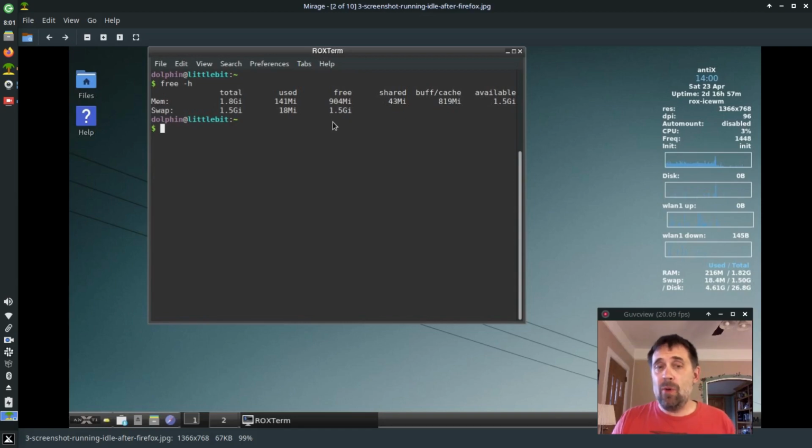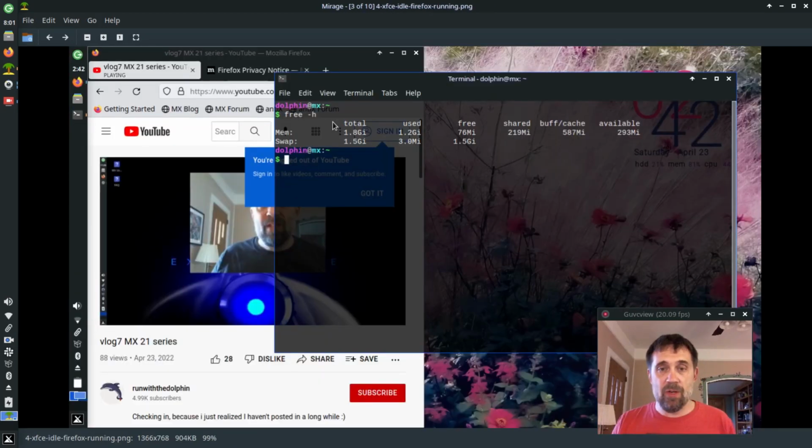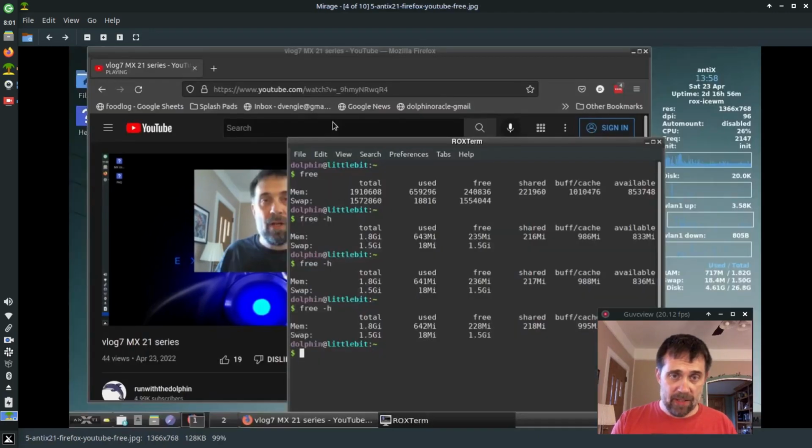But RAM's not the whole story with this, okay? This is Firefox running YouTube. 1.2 gigabytes of RAM used. I'm into the swap. I got very little free RAM left over. Switching over to antiX. Now, I did several checks because I was waiting for the RAM to settle, but this is it here. This is with the same YouTube video running, 642 megs of RAM, and quite frankly, antiX was a little more responsive than MX on the same machine.